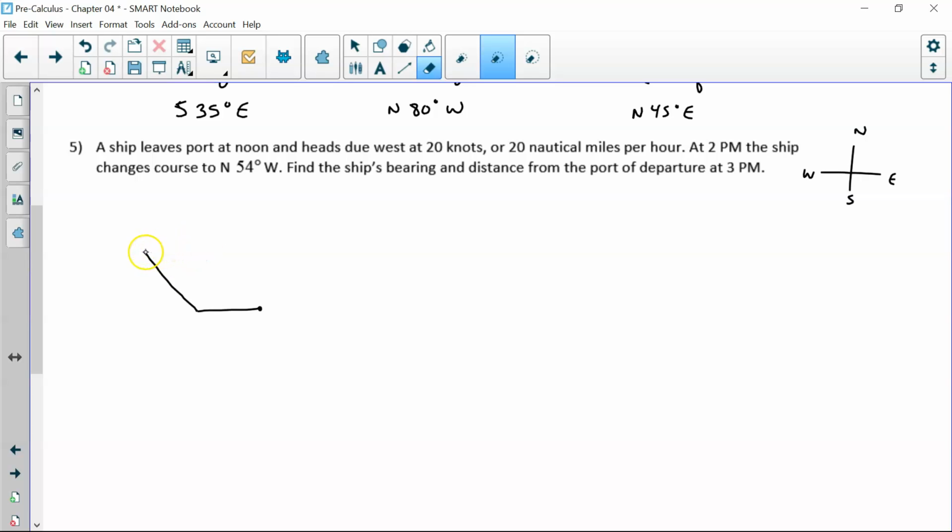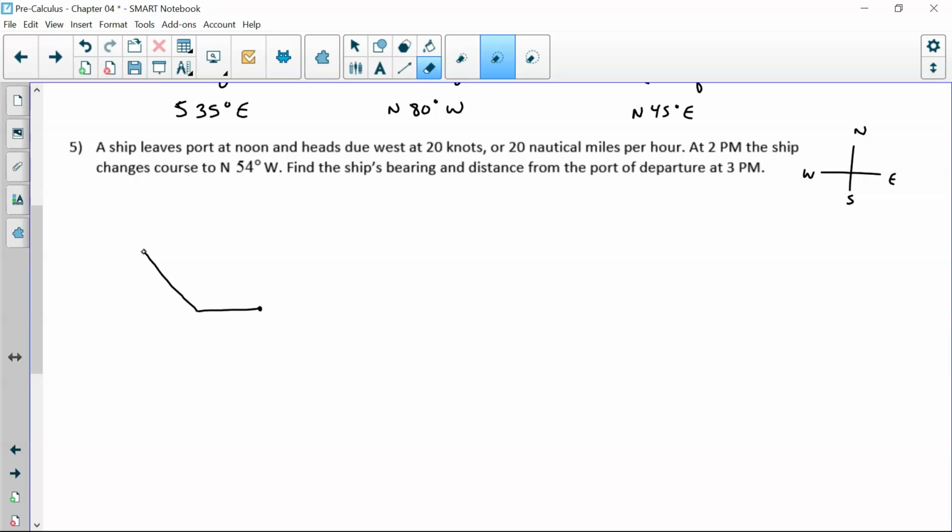We want to find out where this ship is at and the bearings from that port of departure. So from our start to our end, we want to find the total distance, and we want to find out how far it is from the port and the angle that it went at, its bearings from where it started.